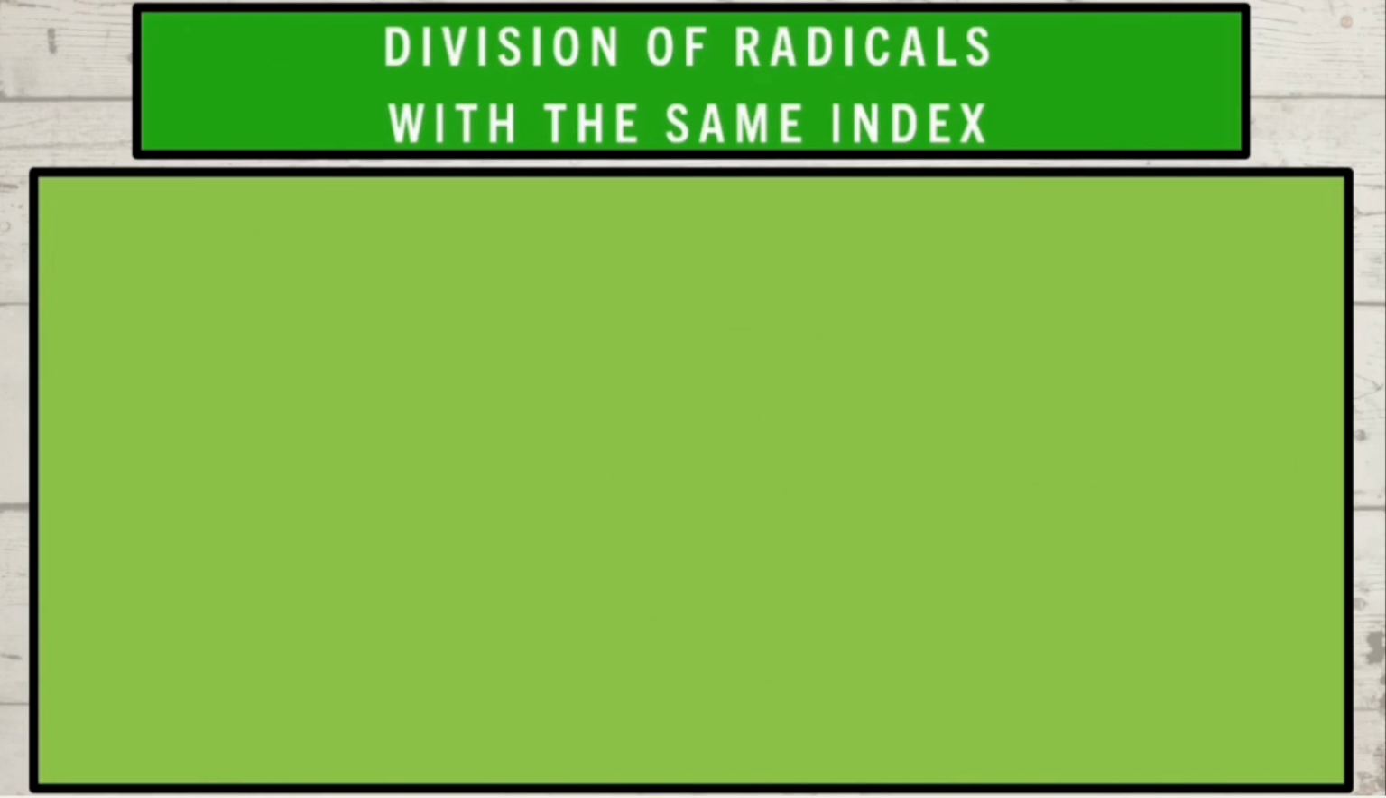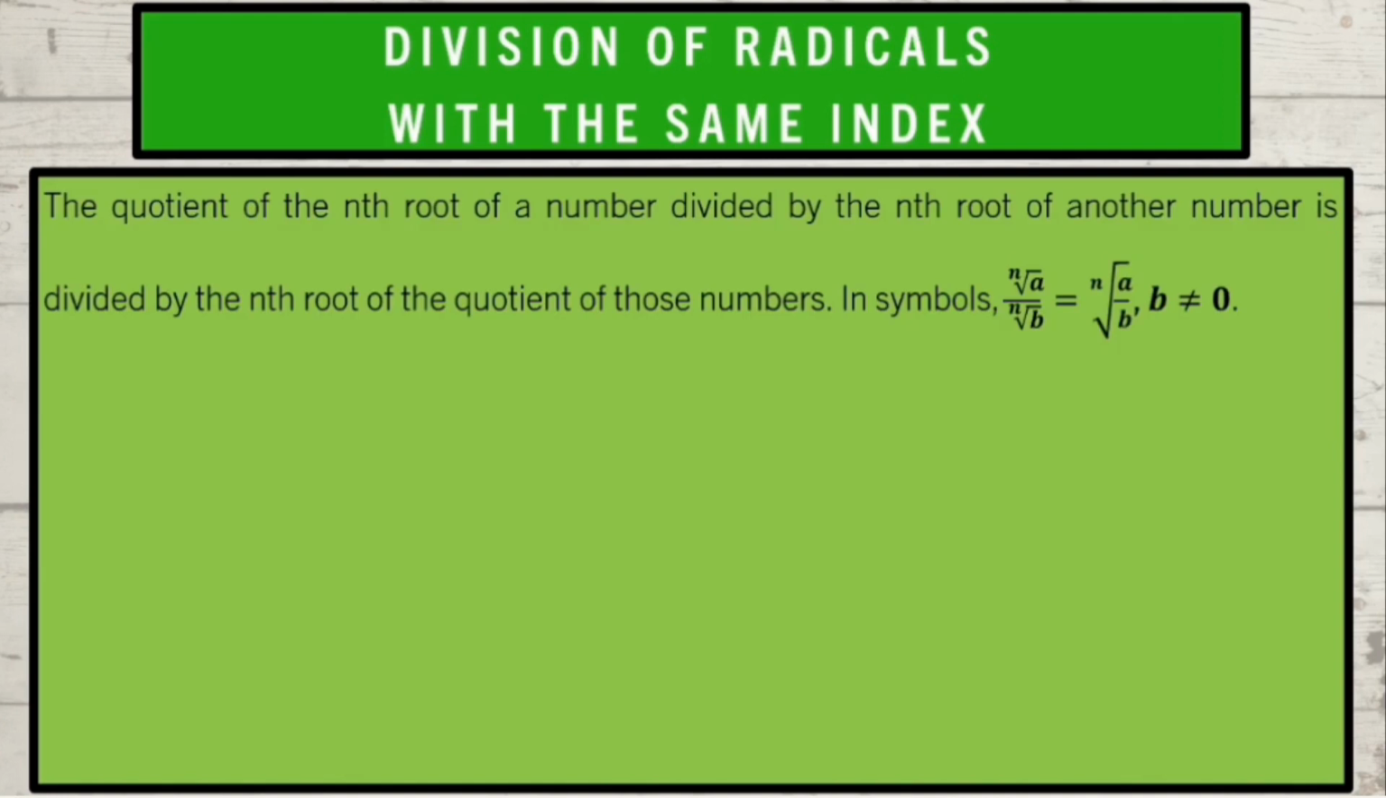To divide radical expressions, apply the laws of radicals, which states that the nth root of a divided by the nth root of b is equal to the nth root of a divided by b, where b is not equal to 0. Let's have an example. For the first example, we have the square root of 63 divided by the square root of 7. As the law states, combine the radicals if they have the same index.